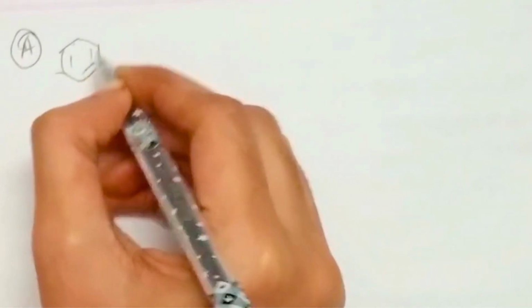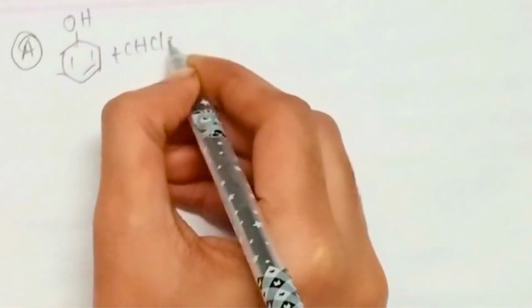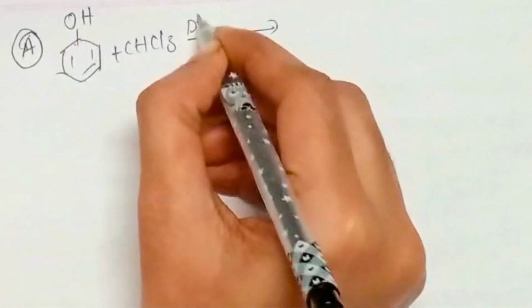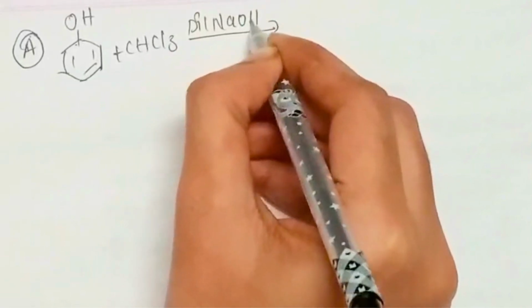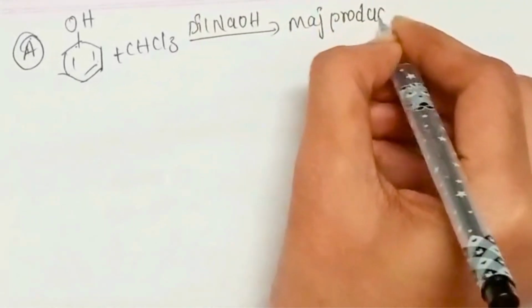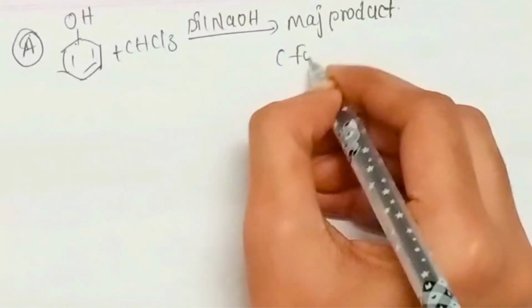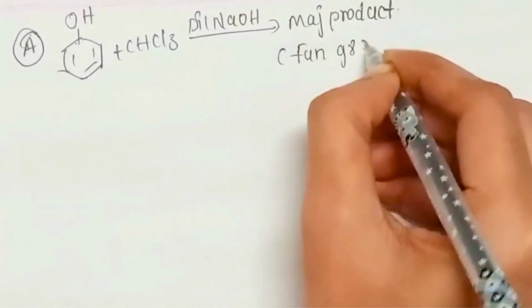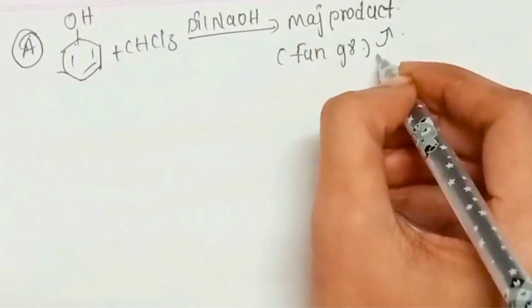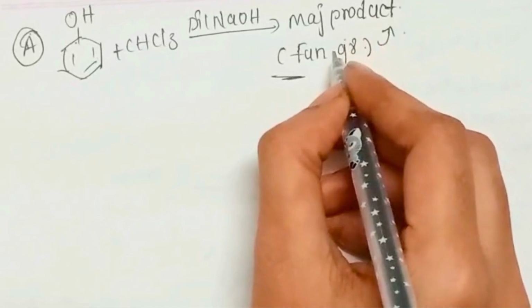What is given in the question? When phenol reacts with chloroform in presence of dilute sodium hydroxide, it is going to form a major product, and a functional group is going to be introduced into this major product. Here our job is to find out the functional group which is introduced into the major product.